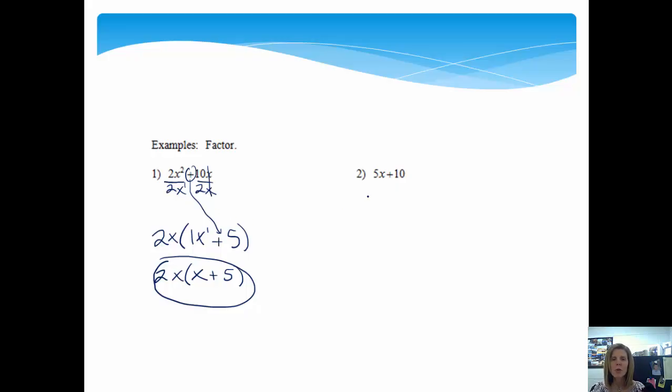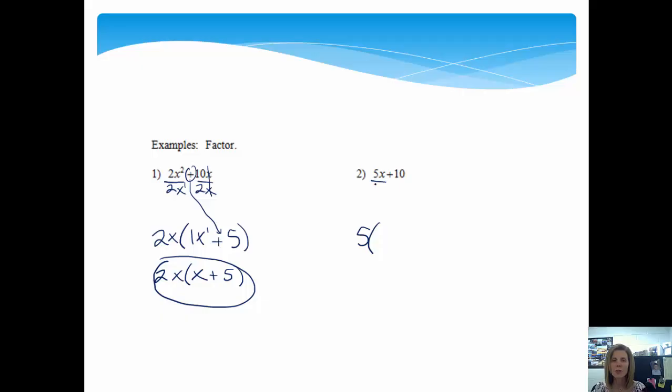Okay, number 2, once again, I'm going to start with the numbers. So what number would go into both 5 and 10? That number would be 5. And then this time, notice the first term has an x, but the second term does not have an x. So I am not going to factor out any variable. So it's just going to be 5. I'm going to start my parenthesis.